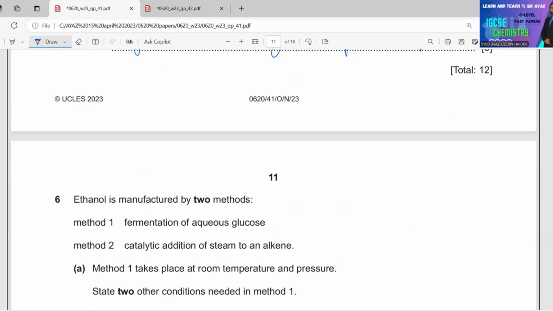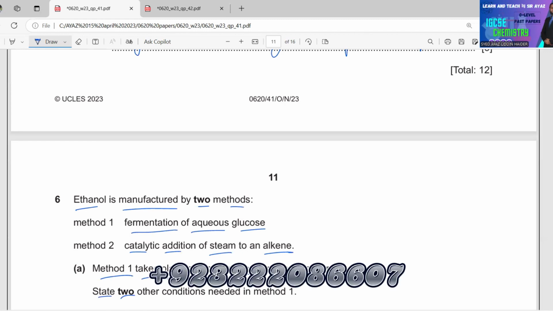Moving to next question, which is about ethanol. Ethanol is manufactured by two methods. Method 1, fermentation of aqueous glucose. Method 2, catalytic addition of steam to an alkene. A. Method 1 takes place at room temperature and pressure. State two other conditions needed in method 1.